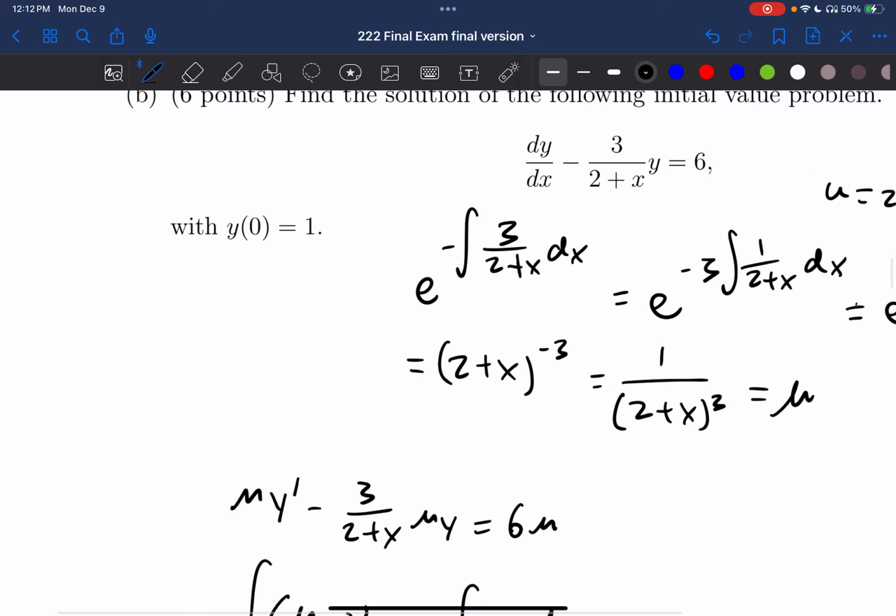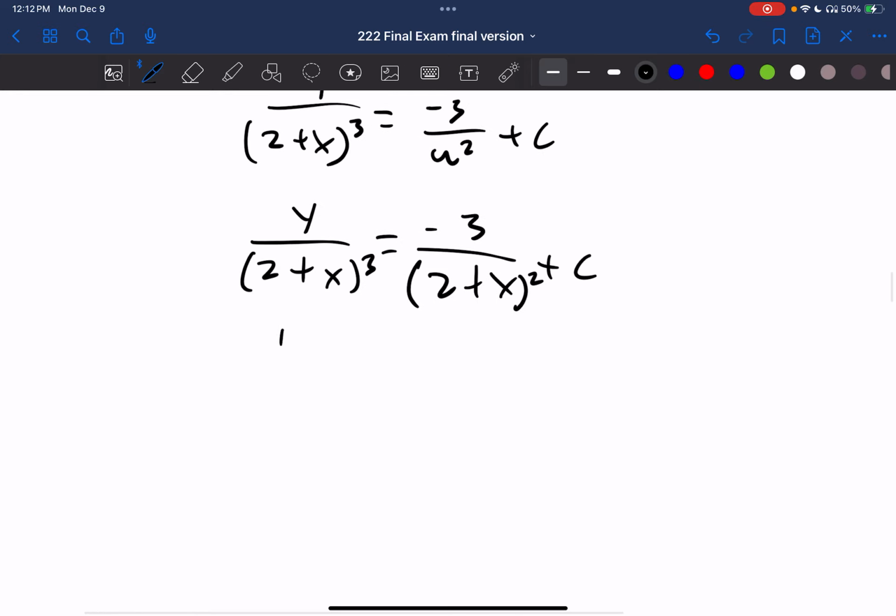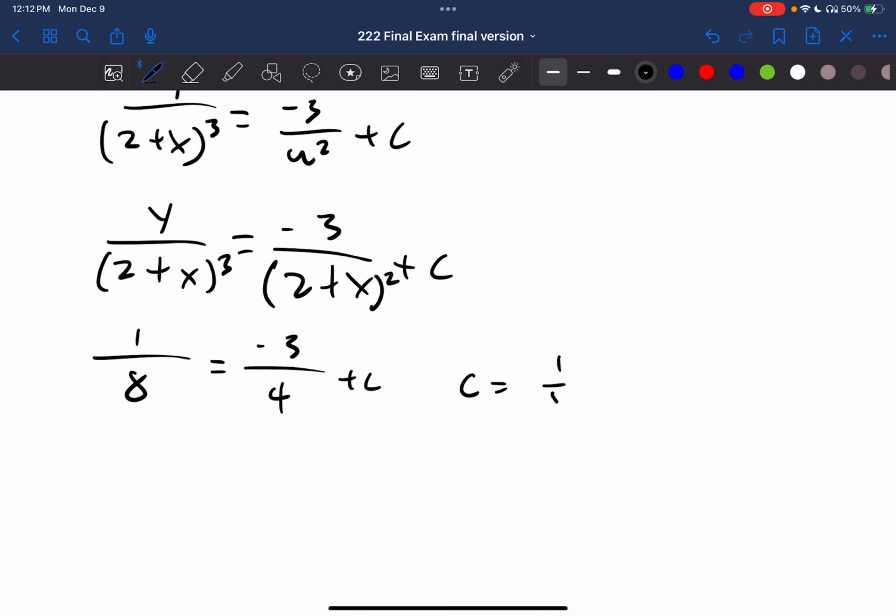Okay, so we're given an initial value. When x is equal to 0, y is equal to 1. So let's put that in. Y is equal to 1 when x is equal to 0. 2 to the third power is going to be 8. This is going to be equal to negative 3 over 2 plus 0 squared, which is 4, plus c. So therefore c will be equal to 1 over 8 plus 3 over 4, which will be equal to, what, 7 over 8.